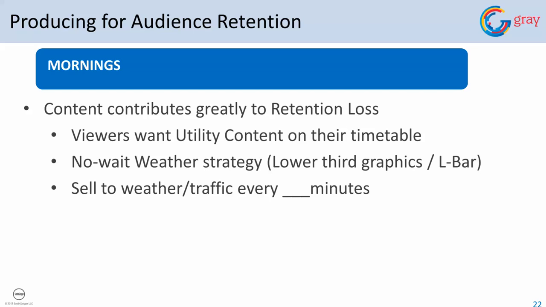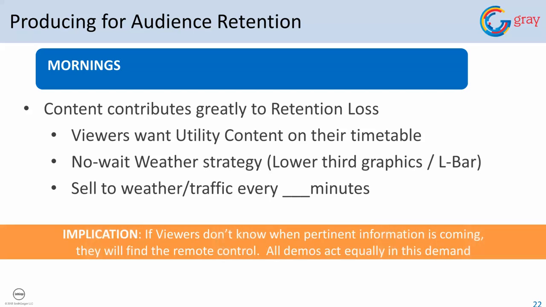Viewers want utility content on their timetable. A no-wait weather strategy with lower third graphics or an L bar really works well. Sell to weather and traffic every however many minutes you're going to do it, and just remind them that if it's not right in front of them when they want it, you're going to get there pretty quickly.